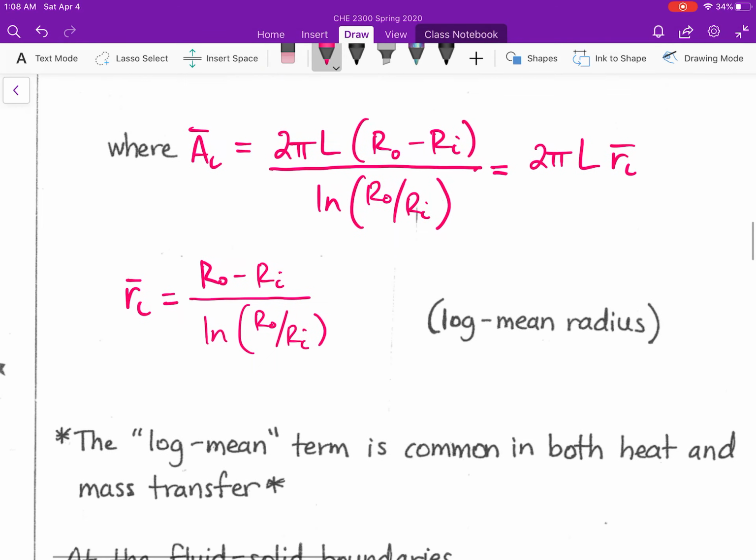These log mean terms are common, and you'll see next year in mass transfer that they will also pop up, right? So in this case, we have a log mean area or a log mean radius, and that is used to account for the fact that the area through which heat transfer occurs in this pipe changes as a function of the radius of the pipe.